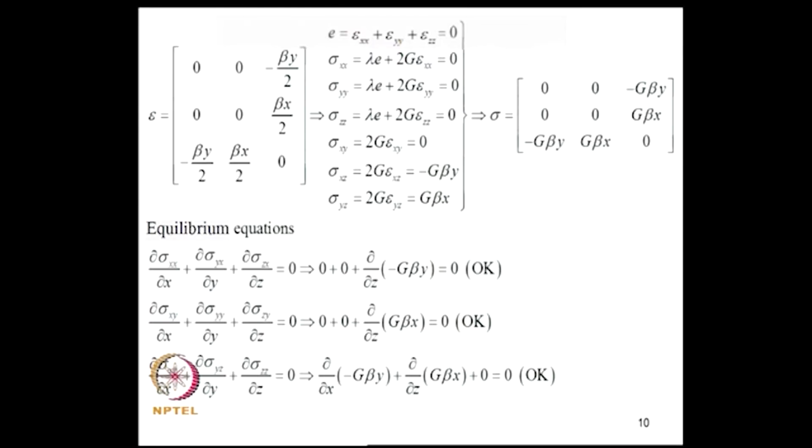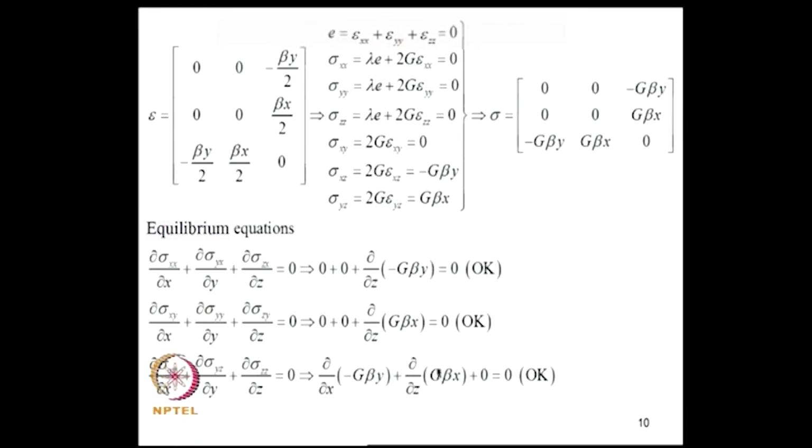Now, we have to check whether equilibrium conditions are satisfied. So, we have the stress field available to us. Suppose we substitute into this, we are considering a static problem right now. So, you can check one by one: dou sigma xx by dou x plus dou sigma yx by dou y plus dou sigma zx by dou z equal to 0 is the first equilibrium equation. The first term is 0 because sigma xx is 0, the second term is again 0 because sigma yx is 0. The third term is dou by dou z of sigma xz, which is again 0. So, the first equilibrium equation is satisfied. Similarly, we can see that the remaining two equilibrium equations are also satisfied.